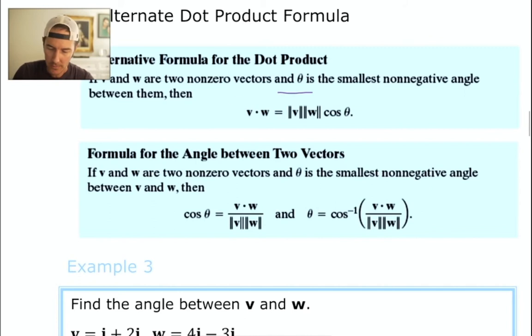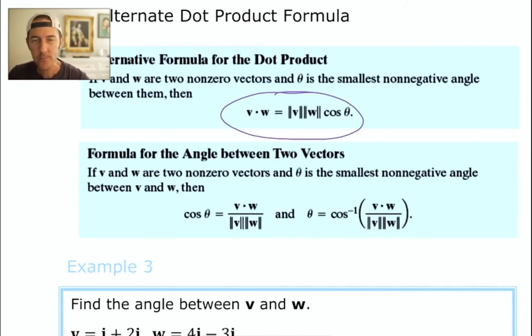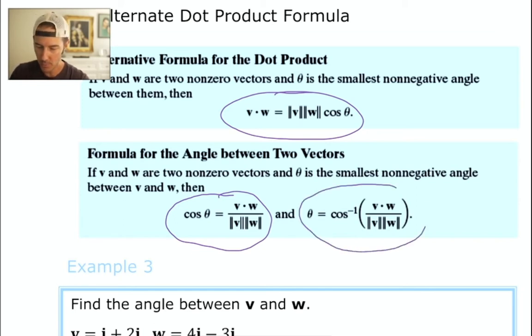If we take this equation and we solve it for cosine theta, dividing both sides of the equation by the magnitude of v and the magnitude of w, then we get this equation. And if we really wanted to solve for theta, we could take the inverse cosine of both sides of that equation, and we would get this equation.